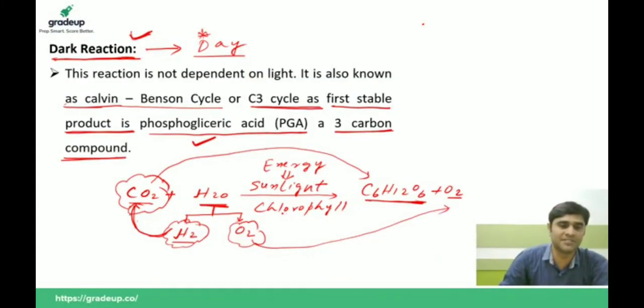Hydrogen produced during the light reaction combines with CO2 to form glucose. That is, CO2 is reduced to form glucose. Clear? Clear or not? If clear, please comment.